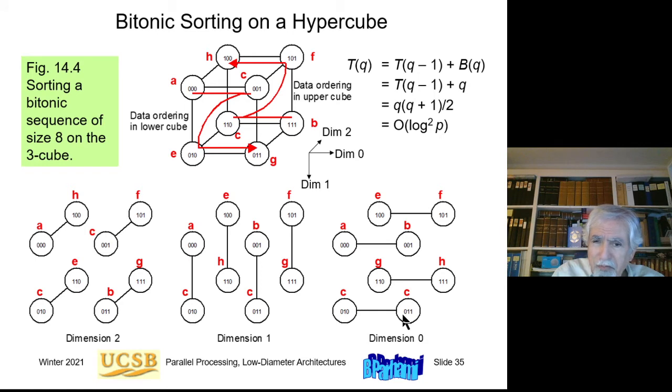they stay the same. So now the sequence is sorted from the smallest in processor 0, A, B in processor 1, C, C, E, F, G, H. Okay, so this is basically bitonic sequence sorting on a hypercube with complexity order Q squared or order log squared P, where P is the number of processors.